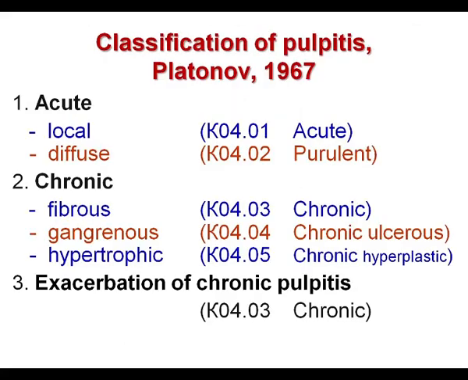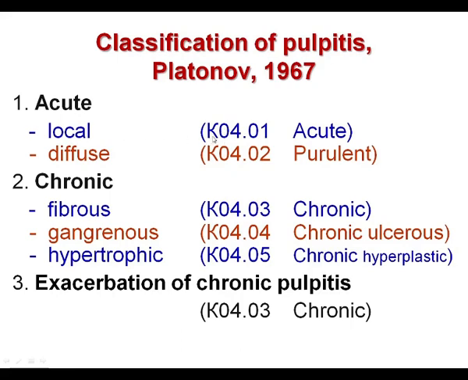There is another classification. It is the clinical classification of pulpitis by Platonov. According to this classification, all forms of pulpitis are divided into three groups. The first one is acute, the second one chronic, and the third one is exacerbation of chronic. Acute has two clinical forms, local and diffuse, and they match the ICD classification.